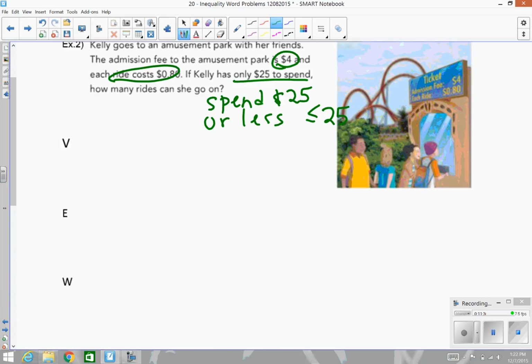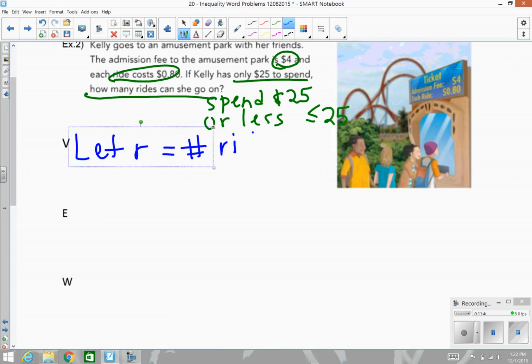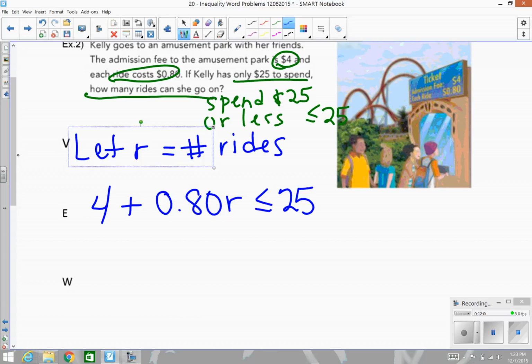Our goal is to figure out how many rides she can go on, so that's what we're trying to find. So we're going to say let R equal number of rides. If you prefer to continue using x, that's okay. So we know that she's going to pay $4 guaranteed plus 80 cents times the number of rides. And all of that has to be less than or equal to $25 because she cannot go over budget.